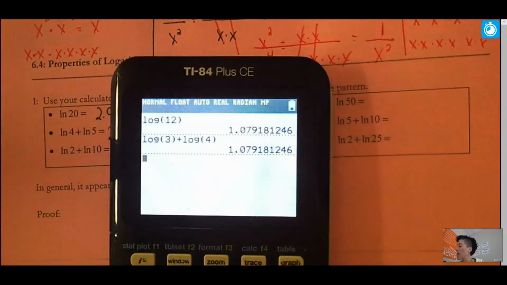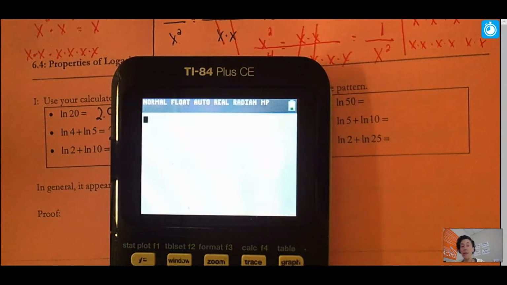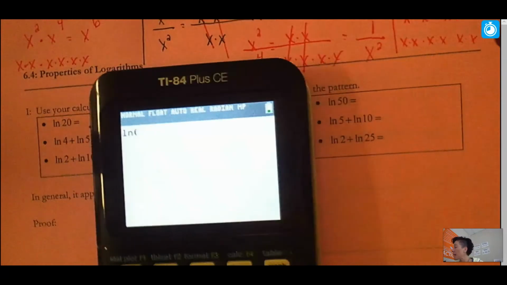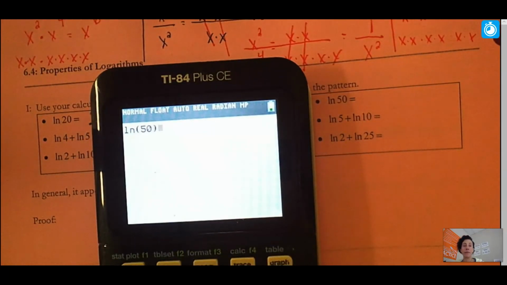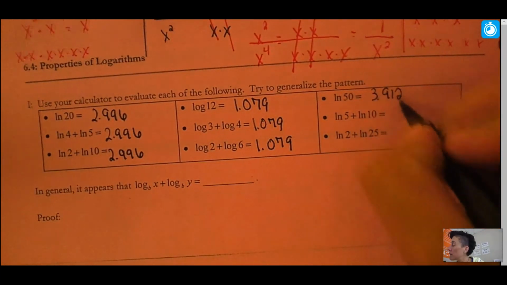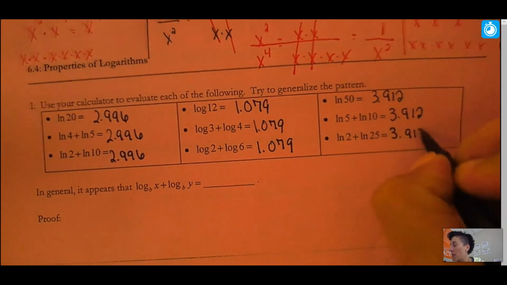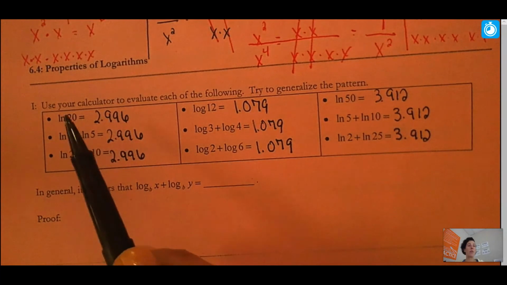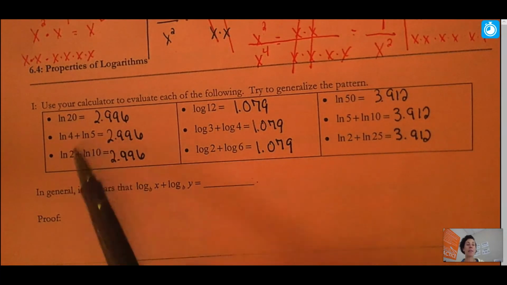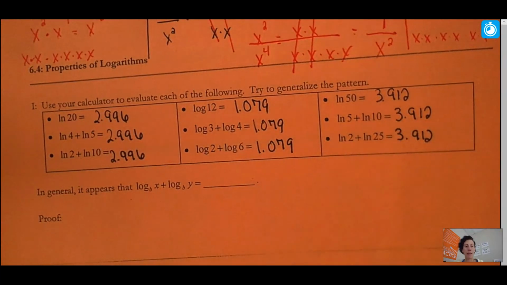And just the last one, I'll do another LN. And just a reminder, LN has a base, that little subscript of E, that 2.7 number. But yeah, so LN 50. 3 decimal places, 3.912. Okay. And as you can guess, they're all going to be 3.912. So the big question is, why does this answer and this answer and this answer all produce this amount, and the same thing here and the same thing here?